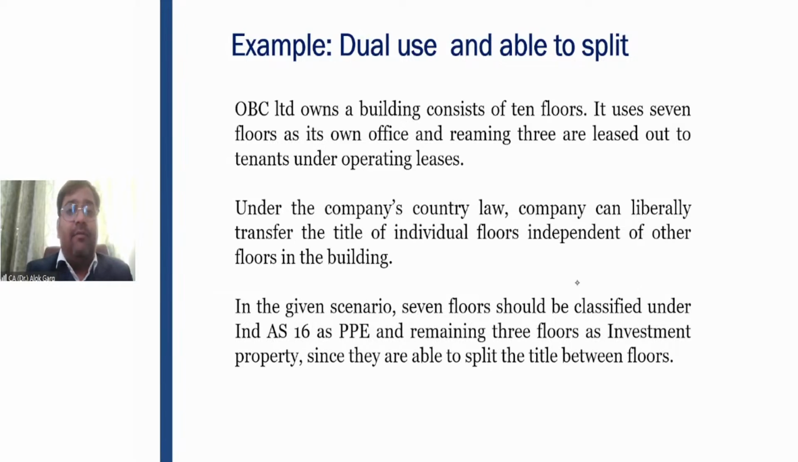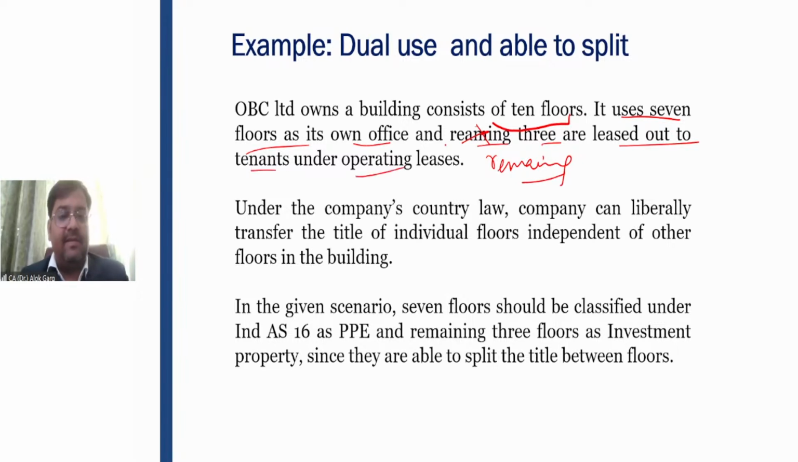So this is an example. For example, OBC Limited owns a building consisting of 10 floors. It uses 7 floors as its own office, and the remaining 3 are leased out to tenants under operating lease, right? So 7 floors are for own office purposes, meaning 7 floors fall under Ind AS 16, and the 3 floors under Ind AS 40.